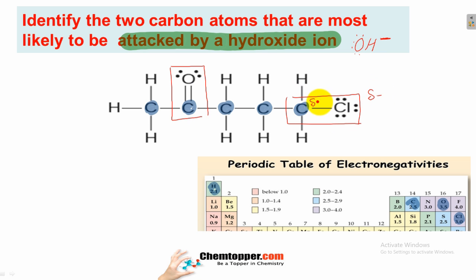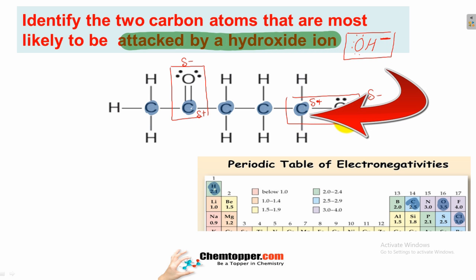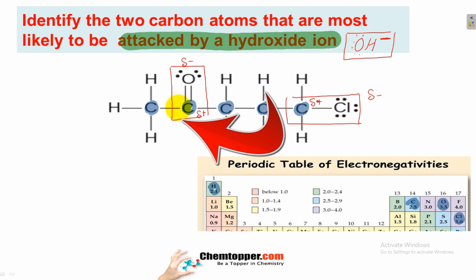Chlorine with partial negative and carbon with partial positive charge. So here, oxygen with partial negative and carbon with partial positive. So OH minus is interested only in the carbon atoms which are electron deficient or with partial positive charge. So OH minus will attack either on the carbon bonded to chlorine or on the carbon bonded to oxygen.